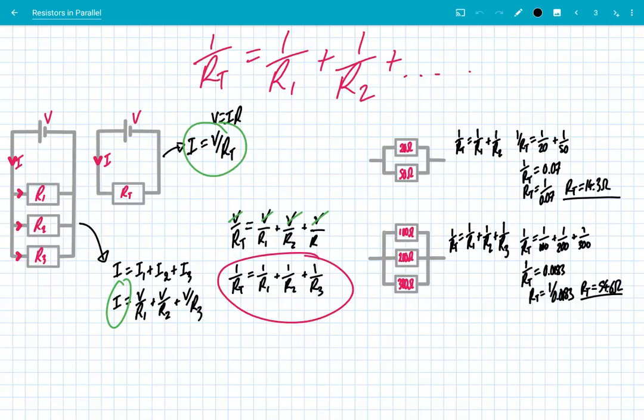So the formula for resistors in parallel is 1 over RT is 1 over R1 plus 1 over R2, and so on. You need to know the derivation, and you need to know how to apply it to simple problems.